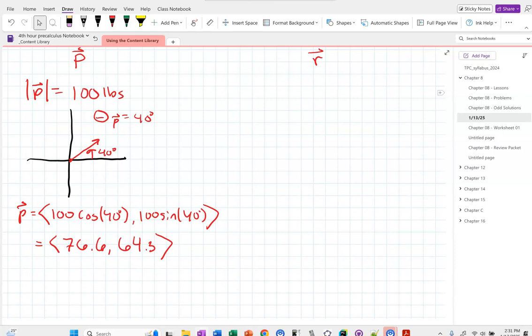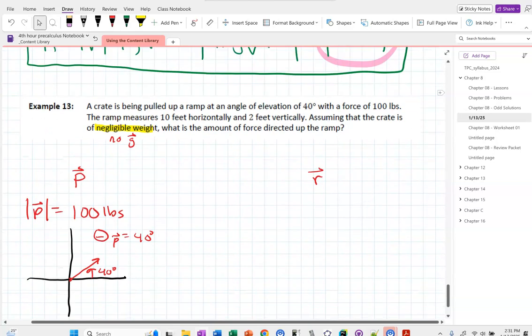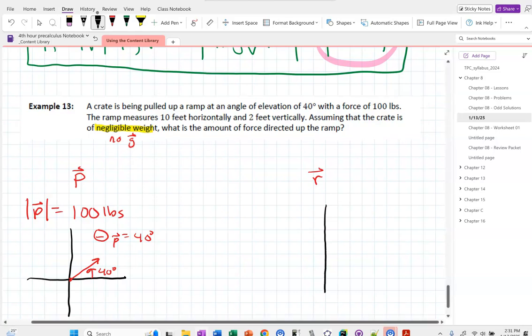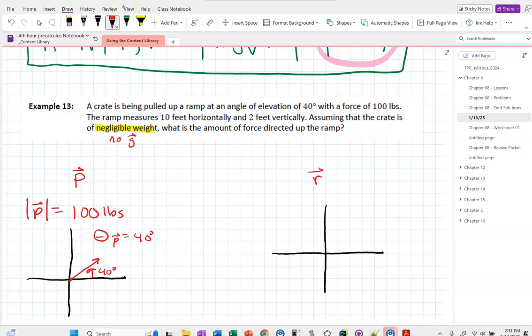So far, so good. Now let's look at what we know about the ramp. We're told the ramp measures 4 feet horizontally and 2 feet vertically, right? Or sorry, 10 feet horizontally and 2 feet vertically. So it's like that.